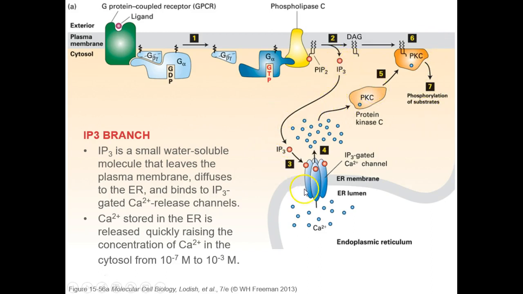That travels through the cell to the endoplasmic reticulum and binds to these IP3-gated calcium channels and opens the channels, and now calcium floods the cell. Protein kinase C is one of the proteins that the calcium ions activate, but there are other targets as well. So now what we've done is we've raised the concentration of calcium in the cytosol. It goes from 10 to the minus 7 to 10 to the minus 3. So it's a huge increase in calcium ion concentration.